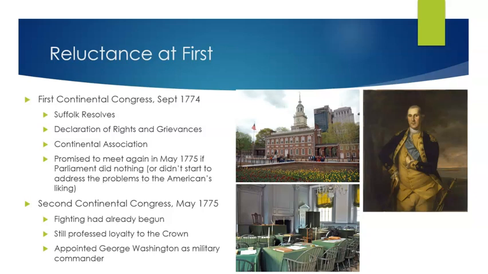England's response, though, was to declare the colony of Massachusetts in a state of rebellion and to send more troops. By the time the Second Continental Congress began meeting in May of 1775, the war had already broken out, and they had appointed George Washington as commander of the Continental Army in the aftermath of the Battle of Bunker Hill, which we'll look at in just a minute.